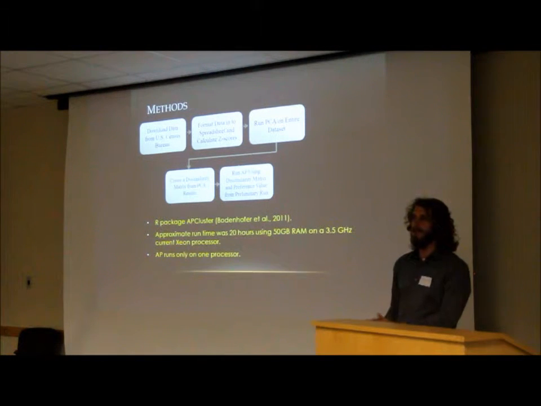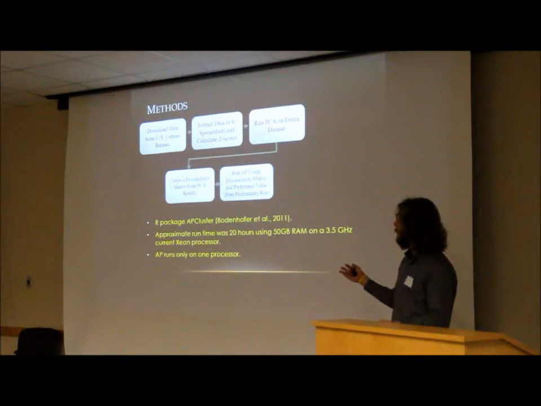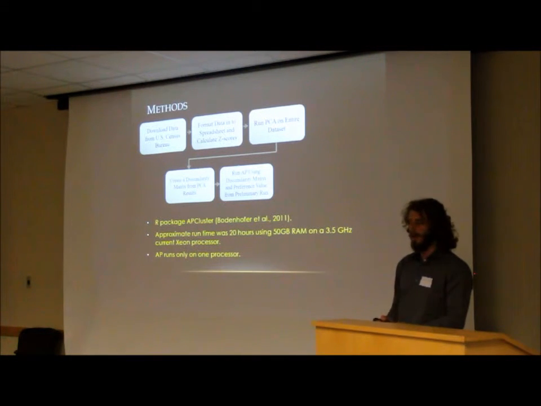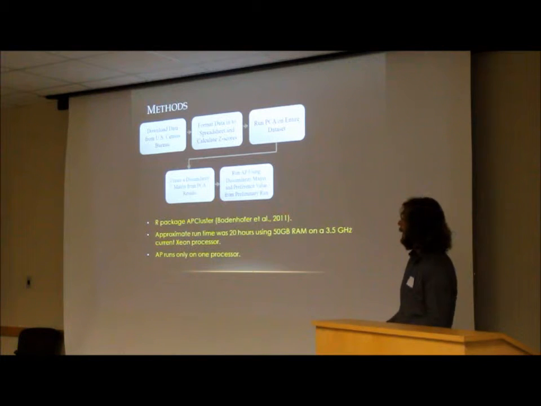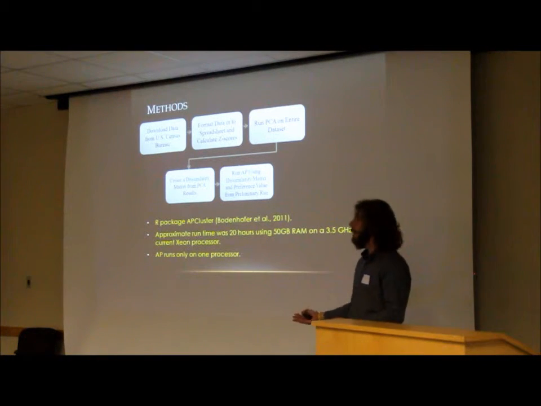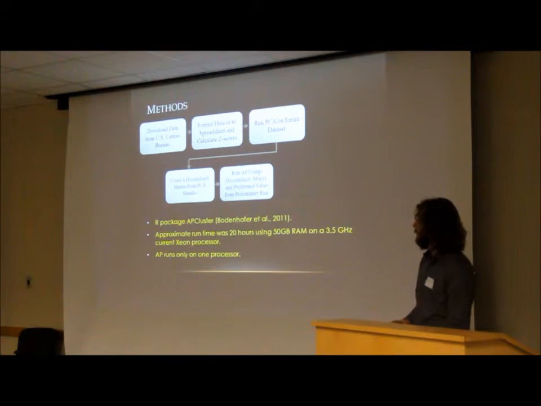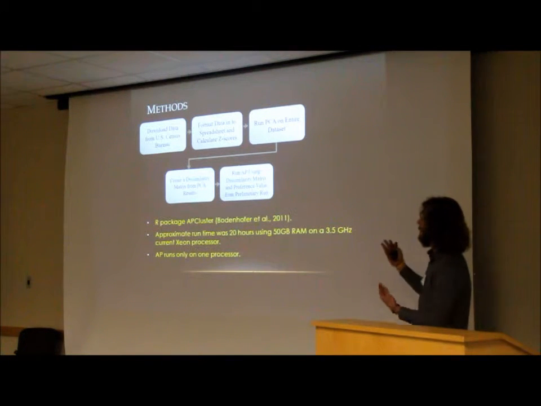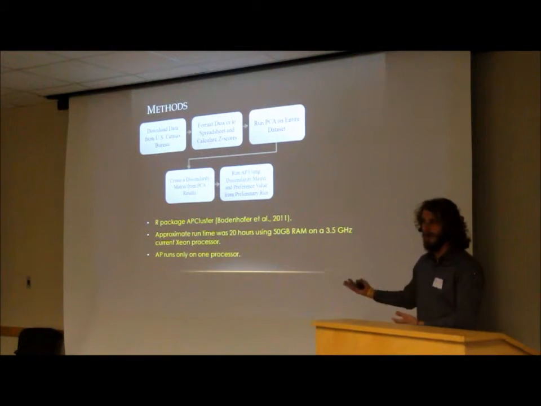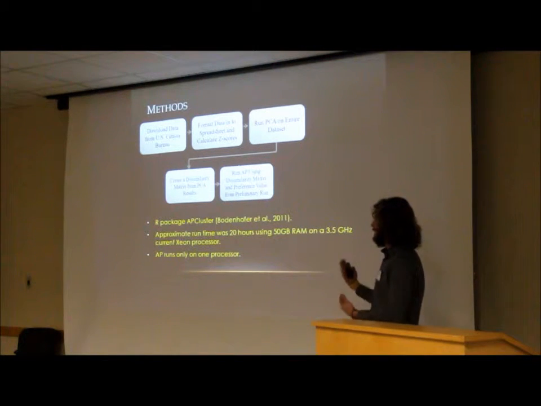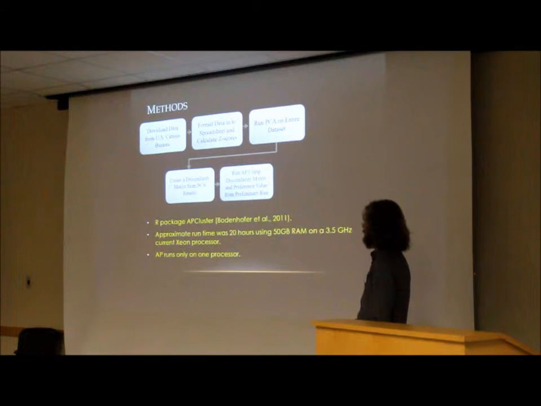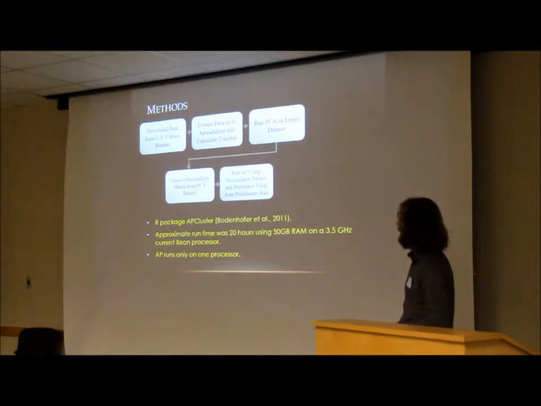Affinity propagation is also available with the software Matlab. We chose the R version because we felt like it ran a little bit more efficiently, and I was just more familiar with R. The approximate runtime for this was 20 hours using 50 gigabytes of RAM on a 3.5 gigahertz Xeon processor. So this gets back to the reason why we used the PCA and why we used zip code. We didn't have the hardware to run anything larger than that.